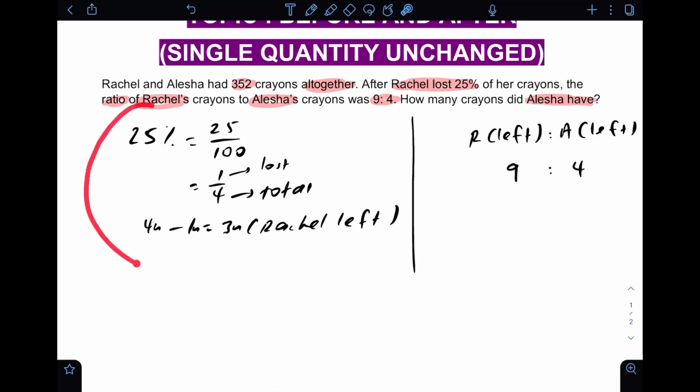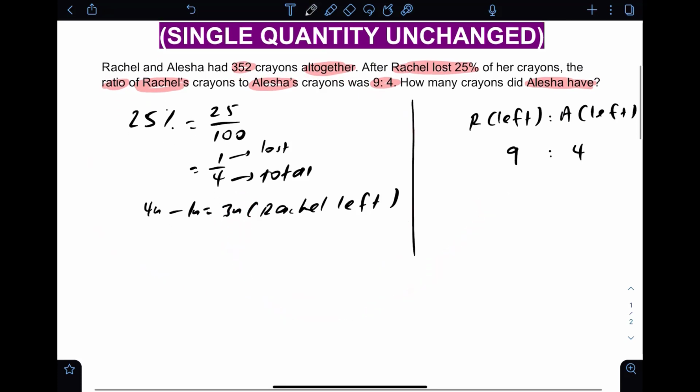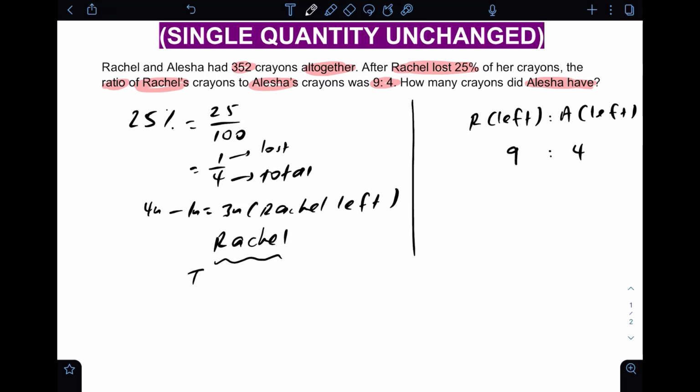So we need to do something to this. We need to make sure that Rachel's 3 units here becomes 9 units. And the way to do that is to focus on Rachel's units at first. She had a total of 4 units at first, and she lost 1 unit, remember? And she is left with 3 units. So what we need to do is make this 3 and this 9 the same. So the way to do that is to multiply this entire thing by 3.